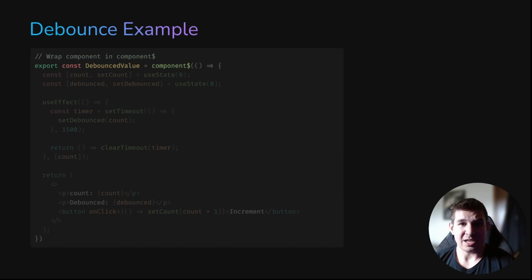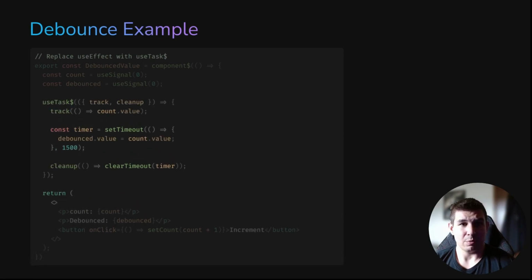First, let's wrap the component in the component$ function. Next, we need to replace the useState hooks with Qwik's useSignal hooks. Next, we're going to replace the useEffect hook with the useTask hook from Qwik. The useTask has two optional props to track when to fire and if any cleanup is needed. So here you can see we are telling useTask to update when the value of count.value has changed.